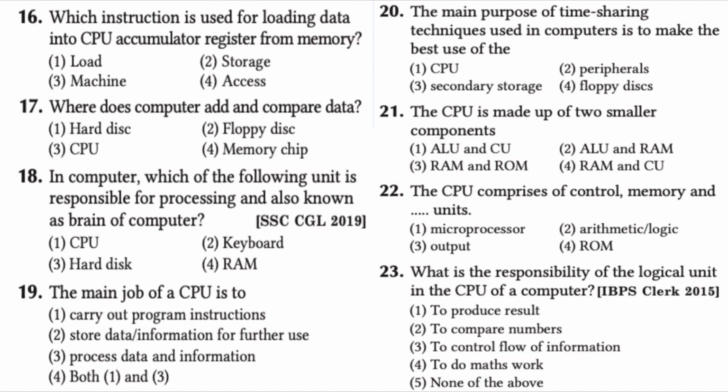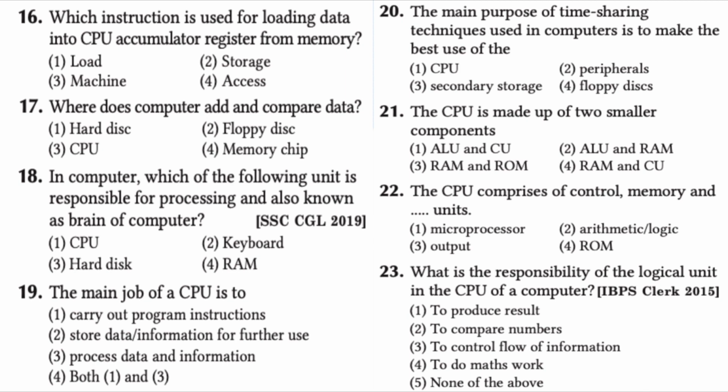Let's kick things off with question 16. Question 16. Which instruction is used for loading data into the CPU accumulator register from memory? Here the correct answer is 1. Load. The load instruction is used to load data from memory into the CPU accumulator register. This operation is fundamental for various computing tasks.